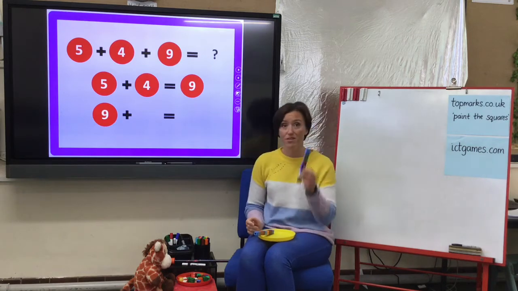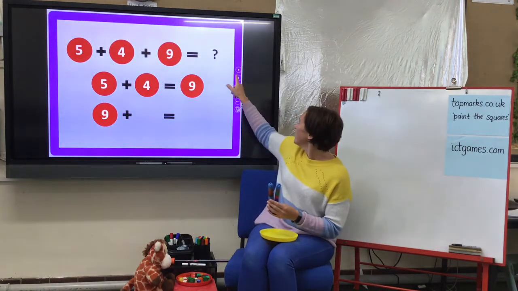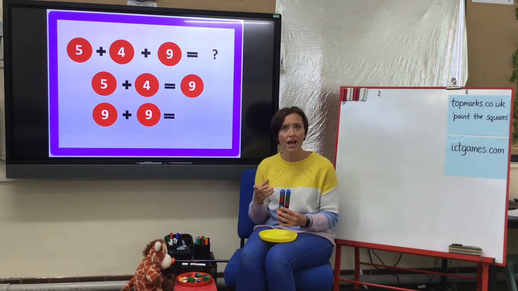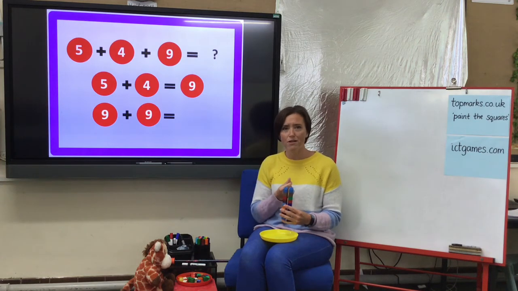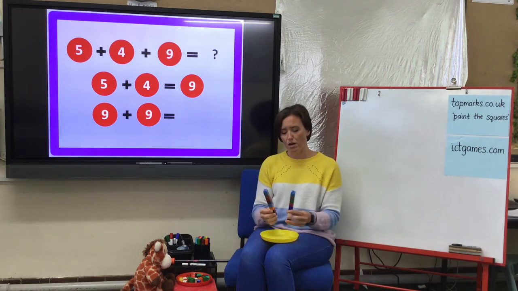So I'm now left with 9 add the other 9. Now, how could I do that? 9 add 9. Double 9. If you know your doubles and you're really confident with your doubles, you might know the answer already, okay? If you're not sure, we're going to check using our cubes.